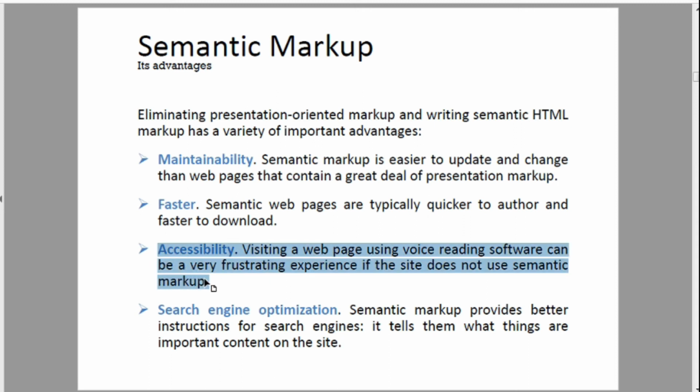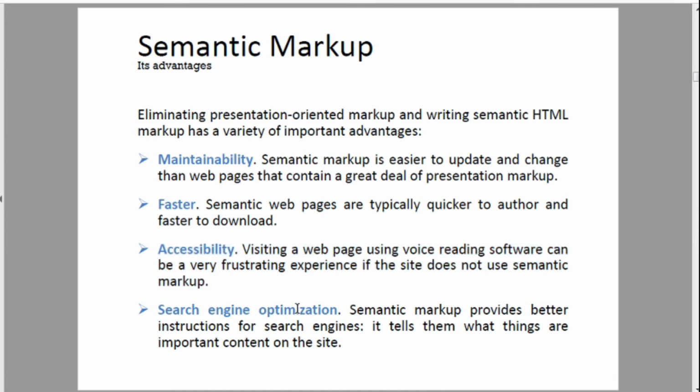The third point is accessibility. Visiting a web page using voice reading software can be a very frustrating experience if the site does not use semantic markup. People who are weak at sight or disabled make use of voice reading software, where they use their voice to search web pages. They try to visit the web pages, but if your web pages are not properly structured, it becomes very difficult to use this voice reading software. So accessibility is very difficult if your HTML document is not making use of semantic markup.